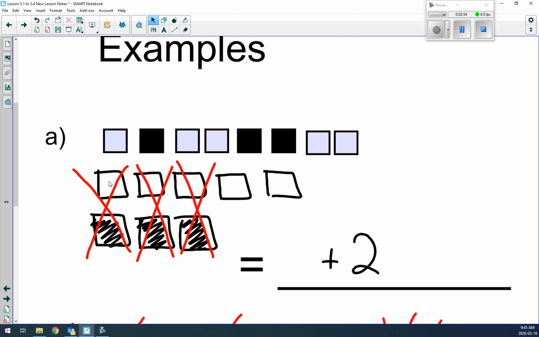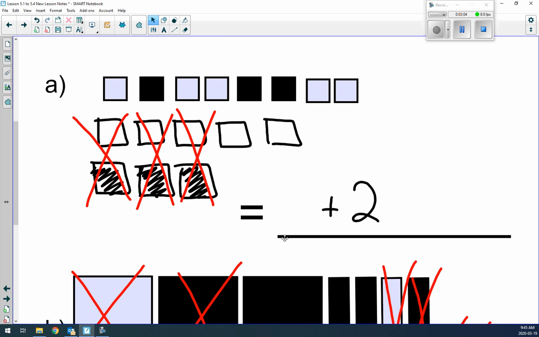Now here's the cool thing: a positive and a negative, do they cancel out? Yes, they do. So you can wipe out those two, wipe out the next two, and wipe out the next two. And what are you left with? 2 small squares, which would be +2.